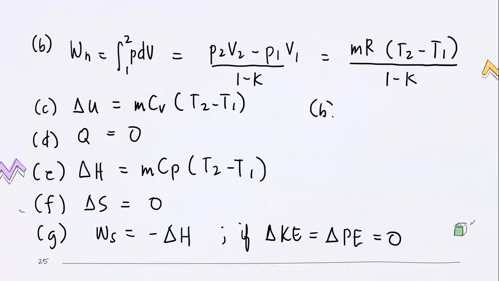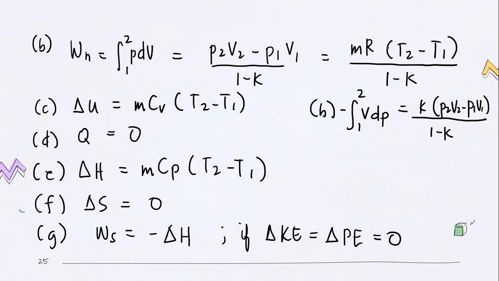For letter H, the negative integral of V dP with the limits from 1 to 2. Therefore, that is equal to K times P2 V2 minus P1 V1 over 1 minus K.